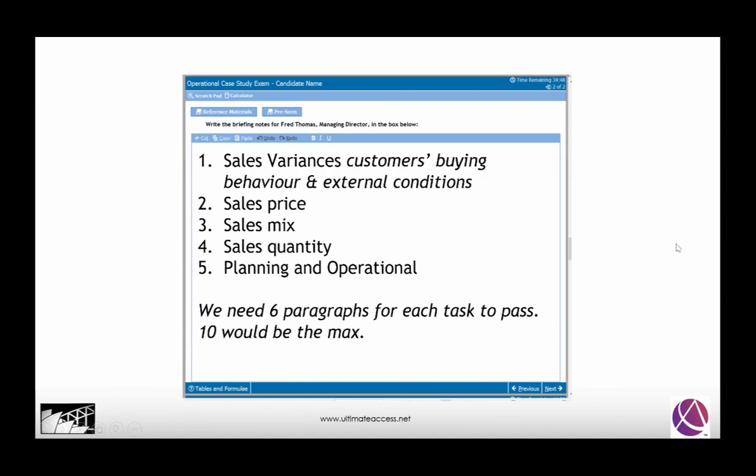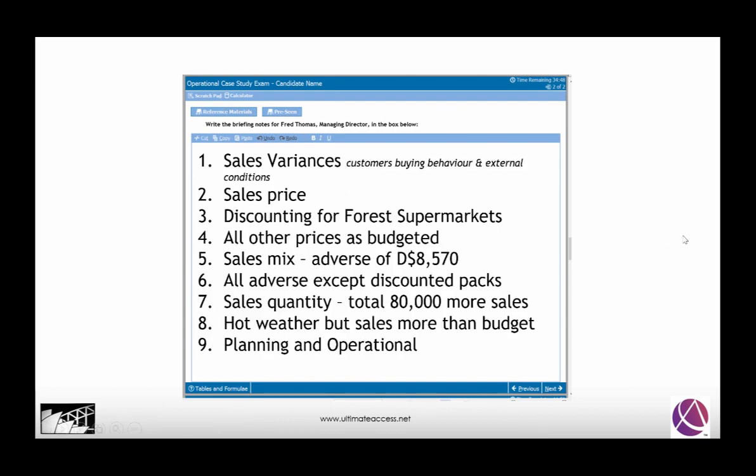Now we start to plan them out and we start adding more detail. We need about 6, I think we probably need 8 paragraphs from each task in order to be able to pass. And so here, looking at it, we've got the sales variances and in terms of customer buying behaviour and so on.